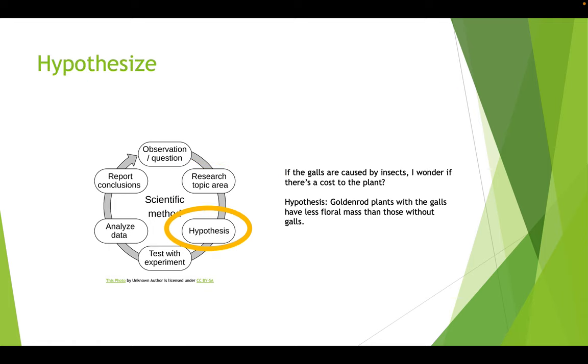So next we need to develop a hypothesis. If the galls are caused by insects, I wonder if there's a cost to the plant. Is it bad for the plants to have these galls on them? So your hypothesis might be something like goldenrod plants with the galls produce less floral mass than those without, right? The whole point of a plant that flowers is to produce flowers so that it can reproduce, right? So if there's a cost, maybe we'd see it there in the flowers.